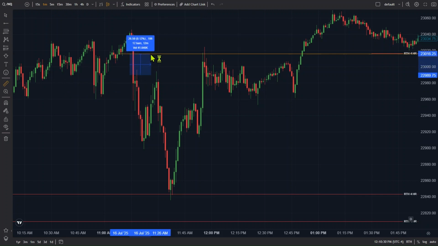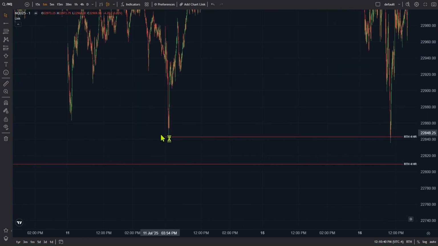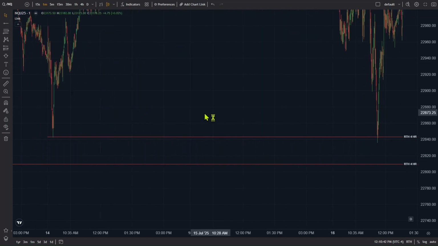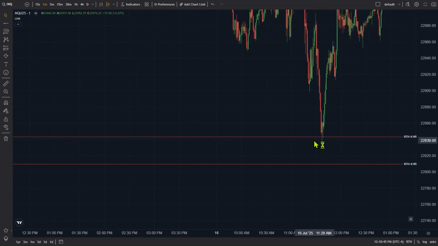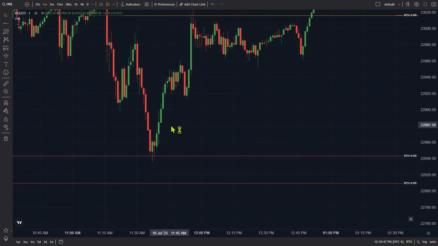Even right there, that's 25 points. It would require micros, just a couple of them. But for the 200-point move, 2 micros will get you a lot. Now, if you would have had this level marked as an important level, you could have aimed for that because we went right to it.